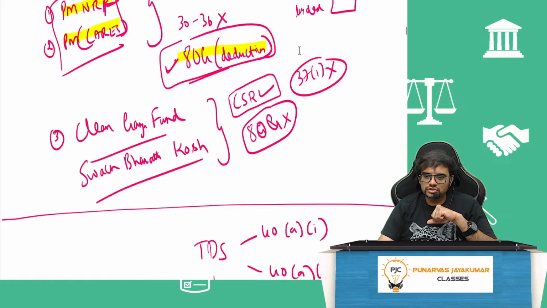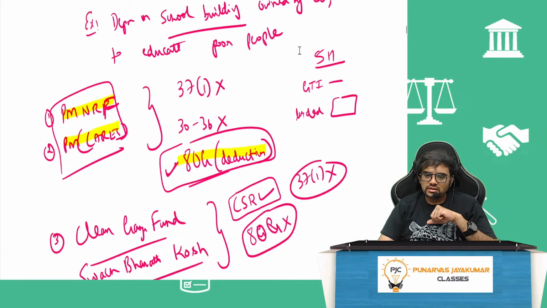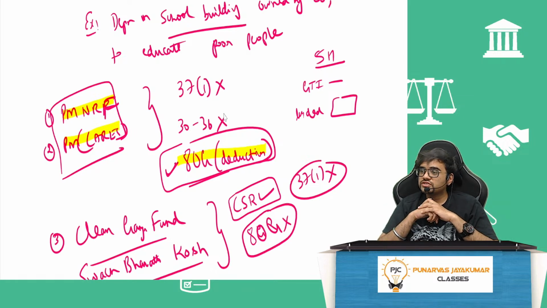So, basically guys, CSR under 37(1) not allowed. Under 32, 36 also it will not come. But for CSR expenditure, can you take 80G deduction? Yes. Can you claim deduction under section 80G? Yes, you can.